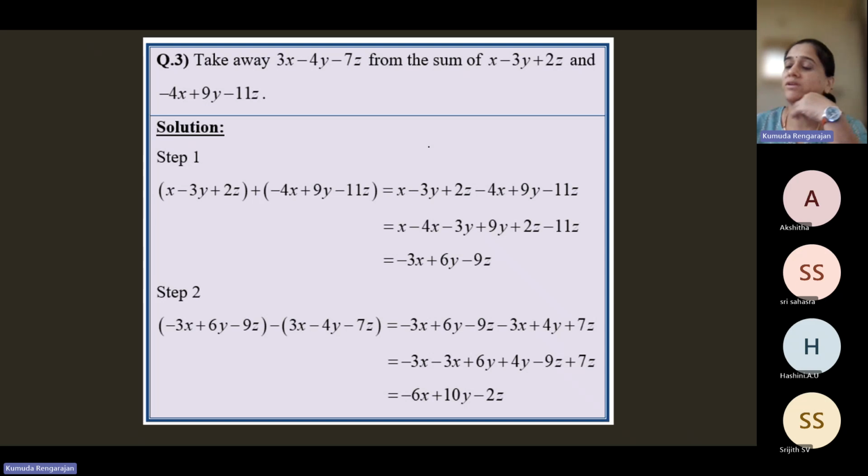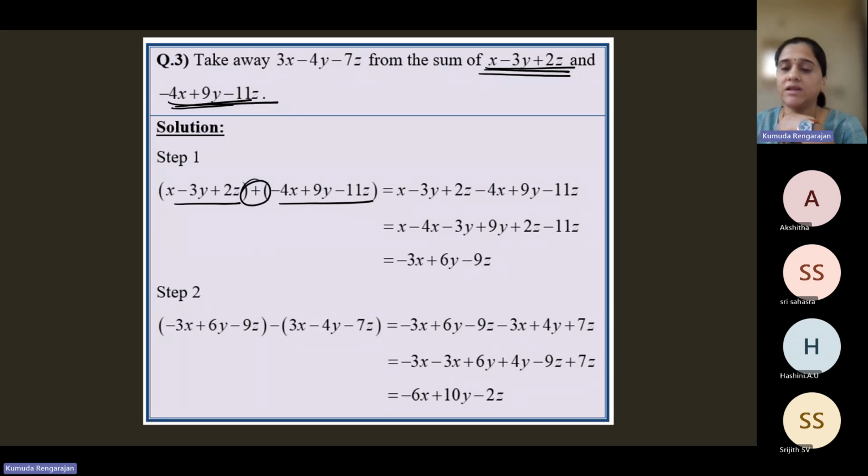So what do we do in step 1, Harini? We find the sum of this expression and this expression, right? See, this expression in a bracket, this expression in a bracket connected by a plus sign. Then remove the brackets. Then collecting the like terms, x minus 4x, collecting the like terms and simplify.